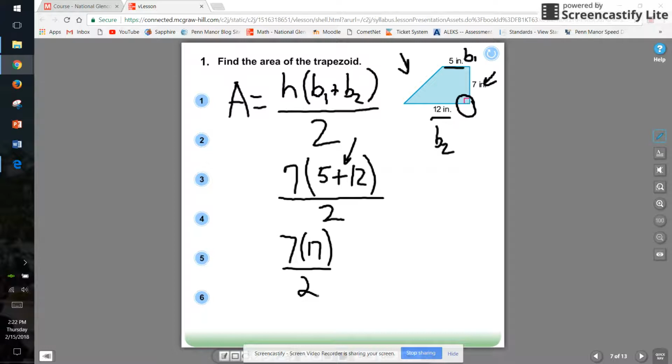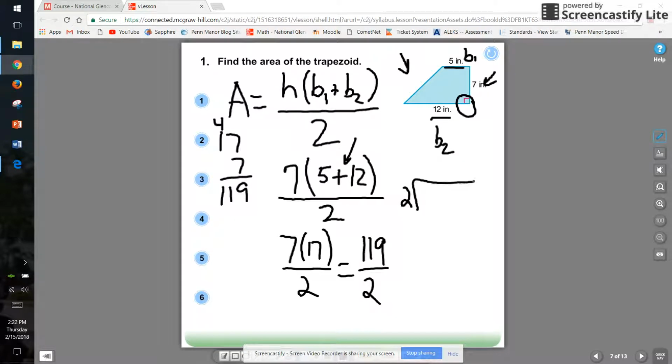Let's take 7 by 17. 17 times 7 is 49, 9. Carry the 4, 7, 8, 9, 10, 11. 119. So we have 119 over 2. If I had a calculator, this would be so much simpler. Or we can go old school.